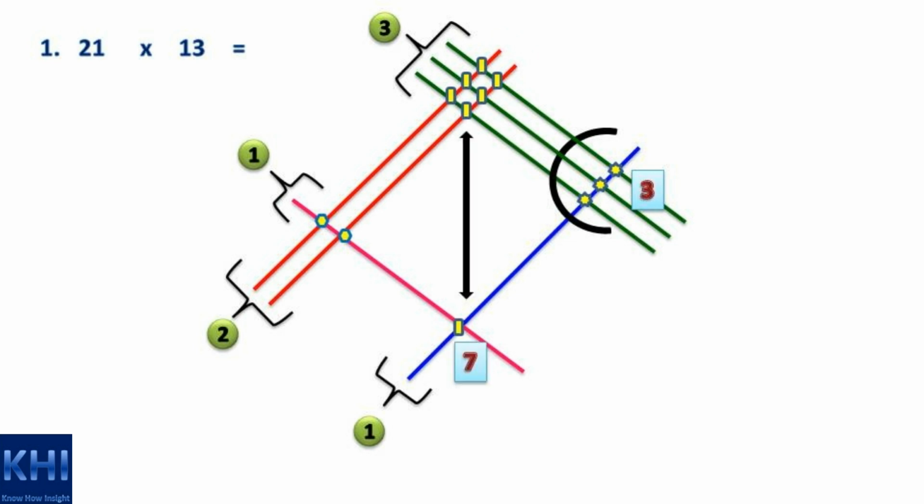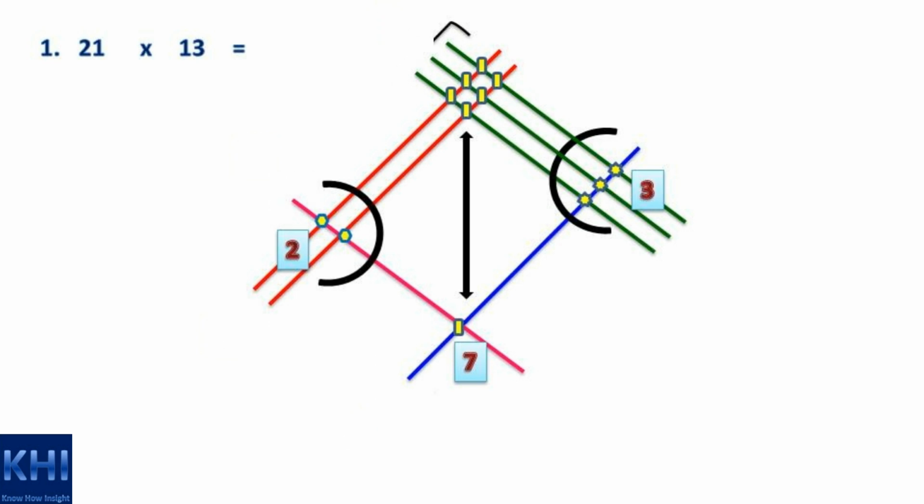The intersecting points at the middle part gives the middle part of your answer. Here we have 7 intersecting points and 7 is the middle part of your answer. The intersecting points at the leftmost side gives the first part of your answer. Here we have 2 intersecting points at the leftmost side, so 2 is the first part of your answer. Now 21 multiplied by 13 is equal to 273.